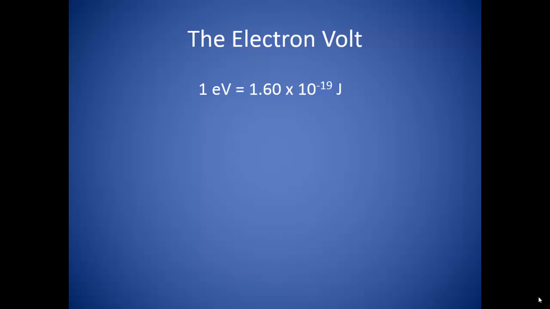Now, this is just one charge going through 1 volt. What if we have a double charge? Well, we would have 2 electron volts. What if we move it through 12 volts of potential difference? Well, we would have 12 electron volts. So at the atomic level, electron volt is the energy unit most commonly used. And speaking of energy, guess what? Energy is conserved at this level as well.